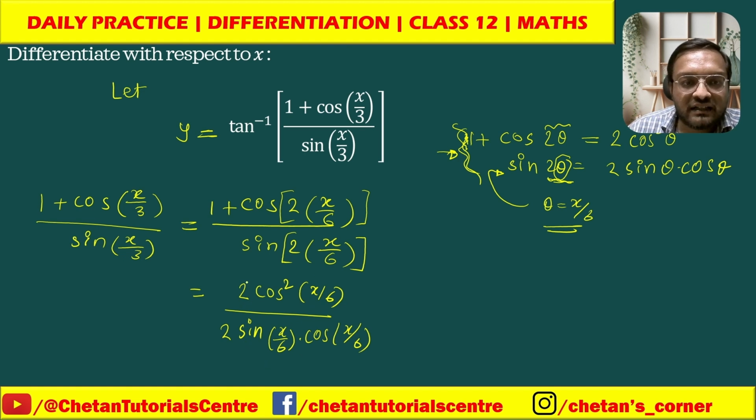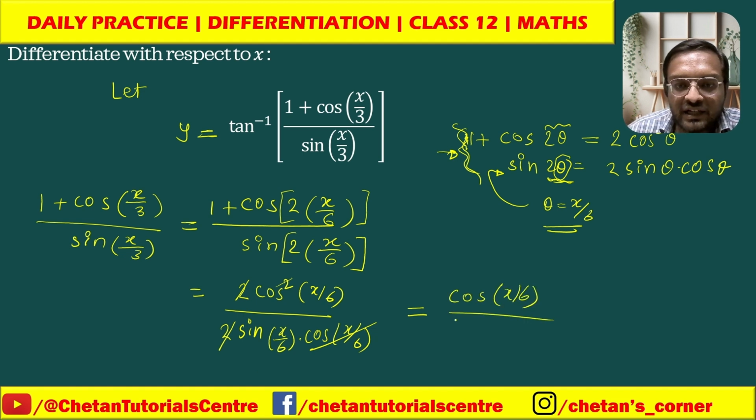Now here you can see that we have 2 as a common term in numerator and denominator. So these two will get cancelled. Then here we have cos x by 6 in denominator and cos square x by 6. So 1 cos x by 6 in numerator and this cos x by 6 in denominator will get cancelled. So we will be left with cos x by 6 in numerator and sin x by 6 in denominator. So cos x by 6 upon sin x by 6 will give me cot x by 6.